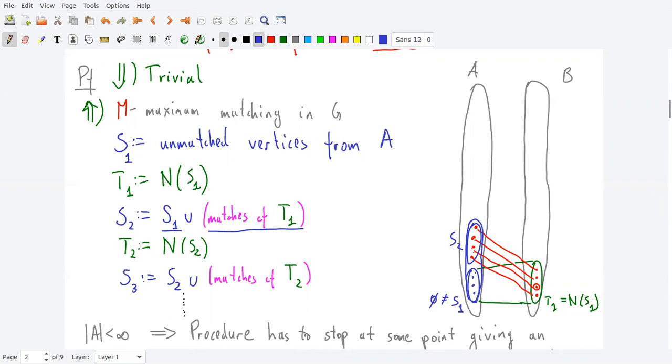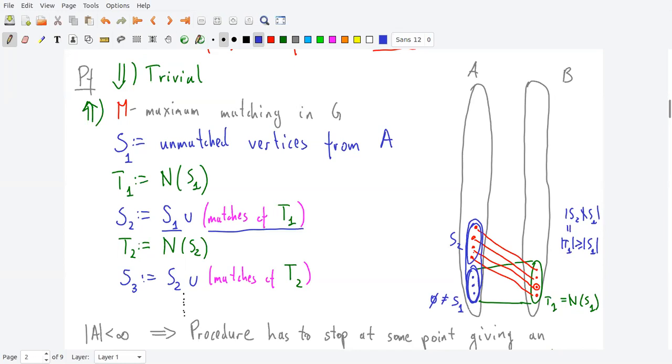By our assumption that the defect of every set is non-positive, the size of T1 is at least the size of S1, right? Because T1 was the neighborhood of S1. Good. So in particular, T1 is exactly the size of S2, the size of S2 minus S1.